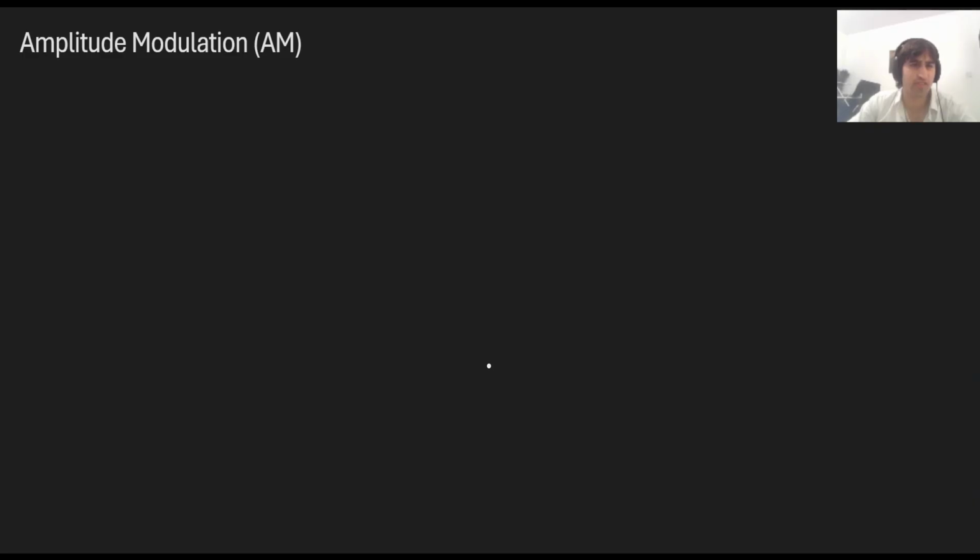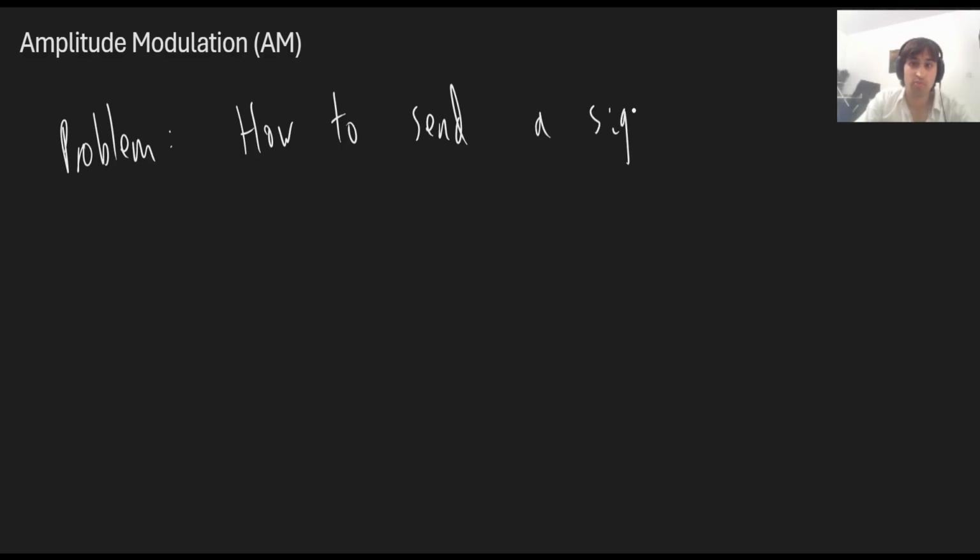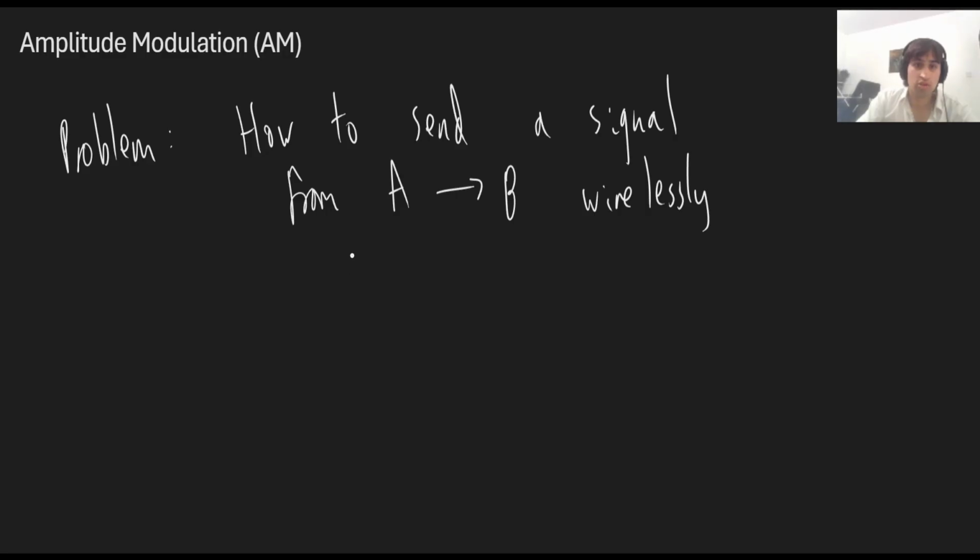So before we dig into what amplitude modulation actually is, let's look at the problem it solves. So what is the problem? The problem is, how do I send data or a signal from A to B? So how to send a signal from A to B wirelessly through an antenna.